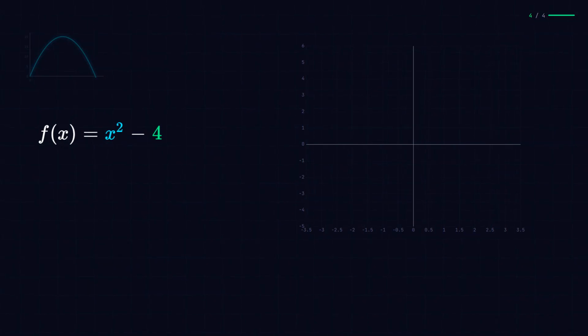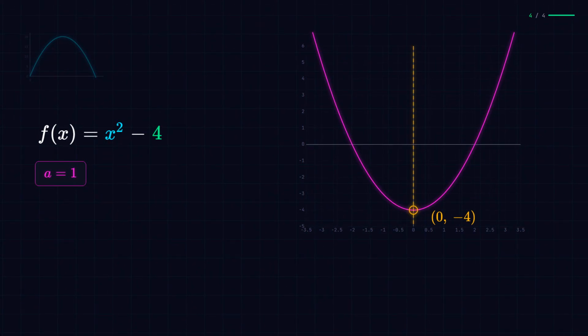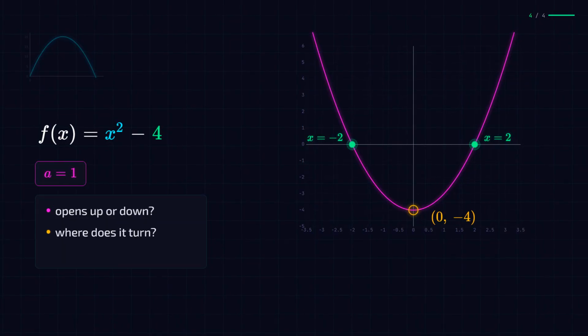Here's the good part. Every parabola reads the same way. Take f of x equals x² minus 4. A is 1, positive, so this parabola opens upward. The cup, not the hill. Now read it the same way. The vertex sits at 0, -4. This time the lowest point, not the highest. And the roots, where the curve crosses the axis. X equals -2 and x equals 2. Different function, different shape.